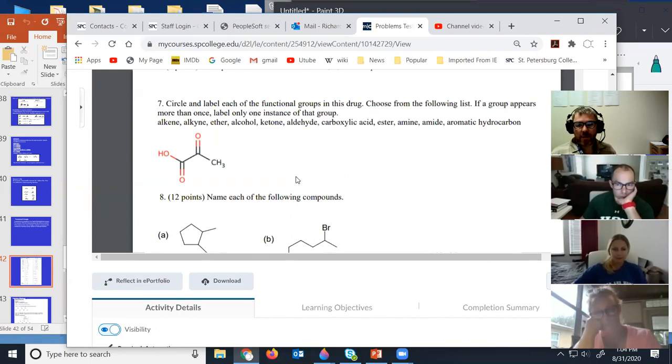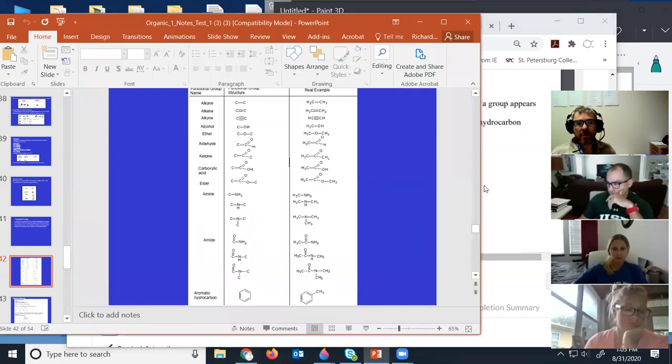Now, are these all the possible functional groups, or just the ones that we're going over in this class? Yes, but these are the main ones that most people talk about. There are some others though. But these are the most common ones. This is the hit parade. These are the ones that people most often talk about.